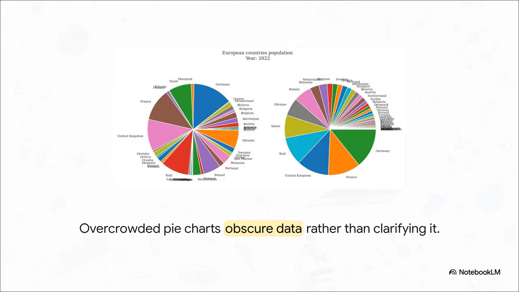Take a look at this overcrowded pie chart showing European population data. I mean, it's a mess, right? There are simply too many slices, the colors completely bleed together, and it's virtually impossible to accurately compare the smaller countries. This totally violates the core goal of data visualization, which is making complex information accessible at a glance.